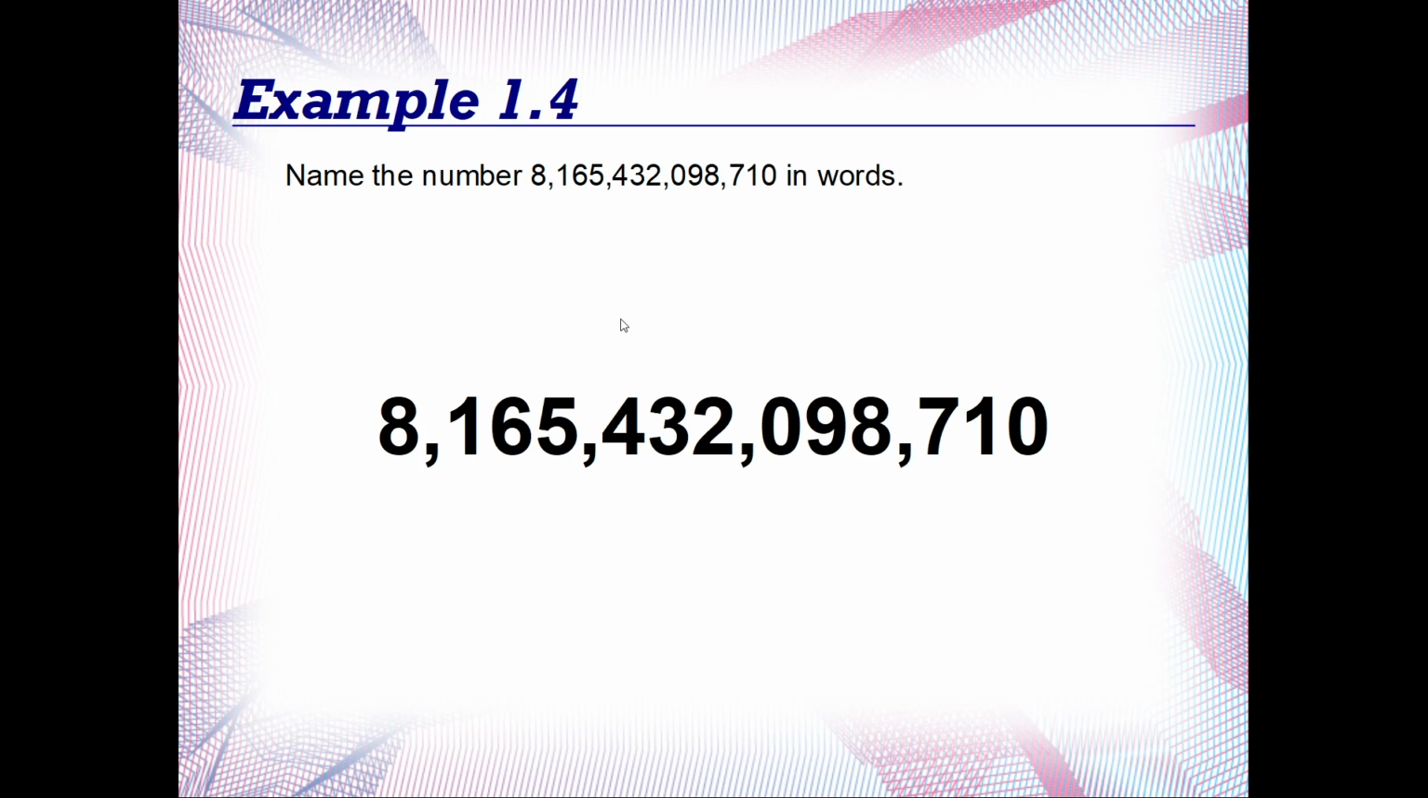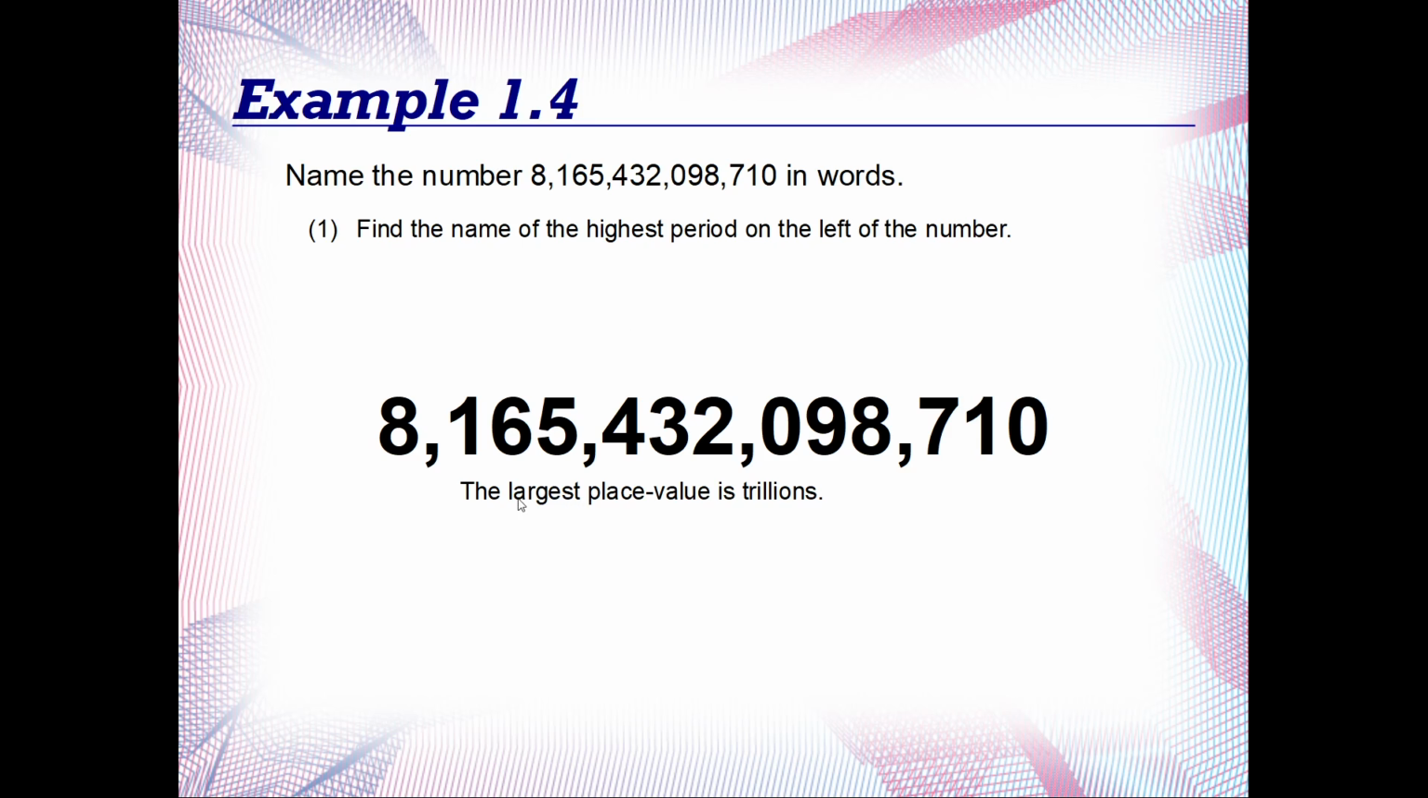All right, let's look at an example. We're going to name the number in words, that big number. And this number is a little bit larger than the ones we looked at in the previous example. So let's reproduce this big thing on the screen here. We're going to find the name of the highest period on the left of the number. Okay, so the largest place value here is trillions. And how do we figure that out? Well, we have ones, thousands, millions, billions, trillions. So the biggest one here is trillions.